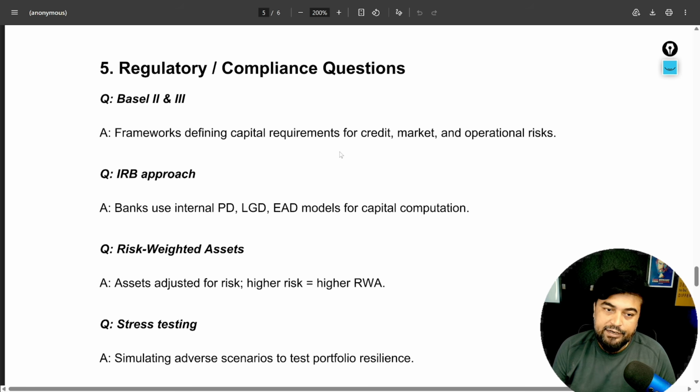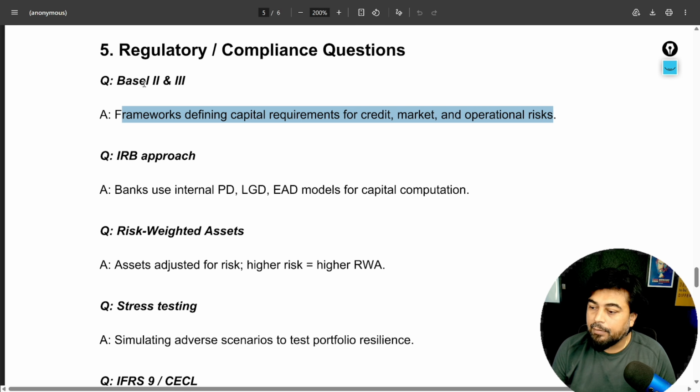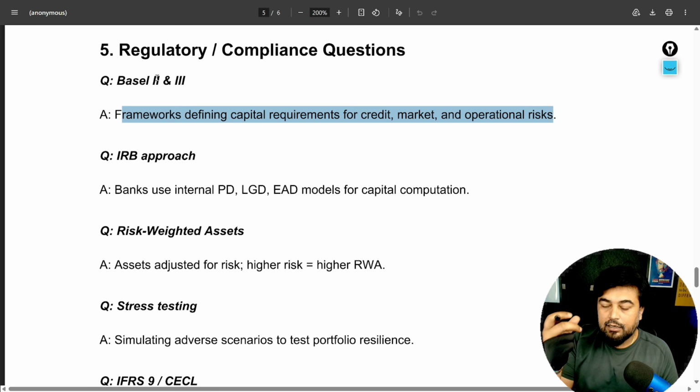Now let's move on to some regulatory questions directly. So somebody can ask you in your next interview, what is the difference between Basel II and III? So you can say that the framework defines capital requirements for credit, market and operational risk. That is Basel III. In Basel II, we did not cover all those aspects, and the percentage of capital which they should keep as a buffer was low in Basel II compared to Basel III.